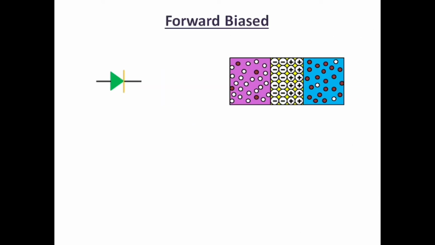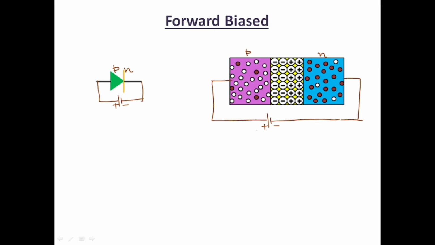So now what is forward biasing? Forward biasing means, this is P type, this is N type. Forward biasing means connecting the P side to the positive terminal of the battery and the N side to the negative terminal. Similarly, this is the condition when equilibrium has been reached and I have applied some external potential to it.